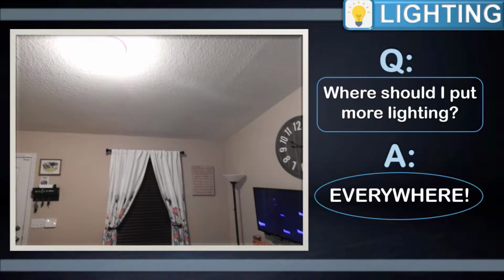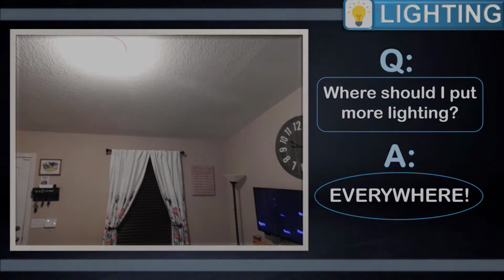You might ask yourself, well, how do I bring in more light? Or where should I put more lighting in my house? And the answer is going to be everywhere. Next to furniture, dark corners, anywhere you can think of, you should be putting more lighting so that it's easier for you to see in your house.